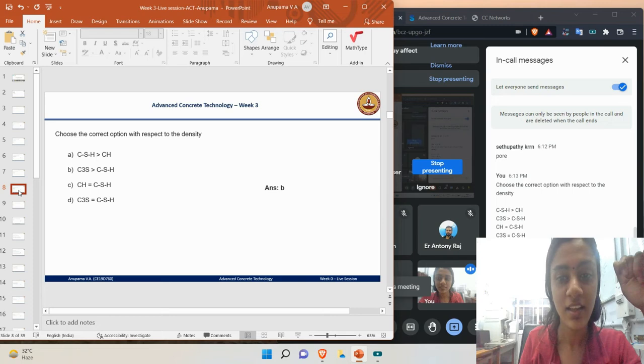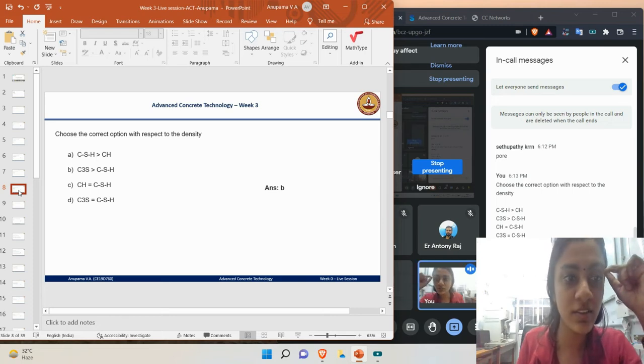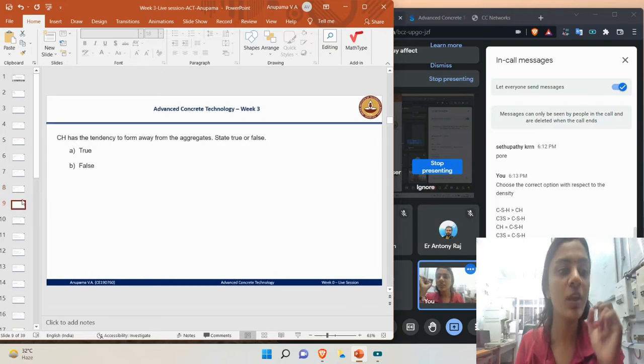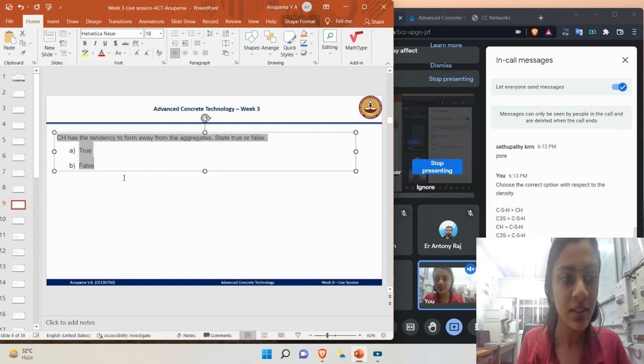Unhydrated particles. Yes. If you clearly note from the lecture, what Rao sir told is correct: whatever has a higher density will be shown in a brighter or whiter phase. So C3S will be much whiter than CSH. CSH will be in a grayish tinge of color. So, adding on to that, now we move to the next question.